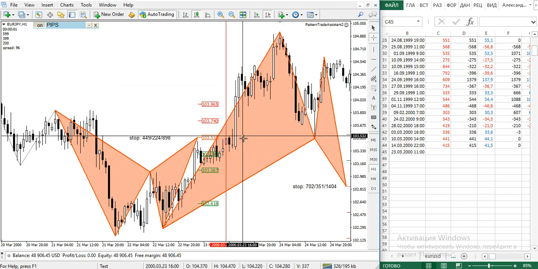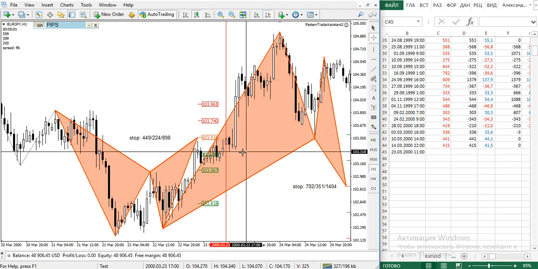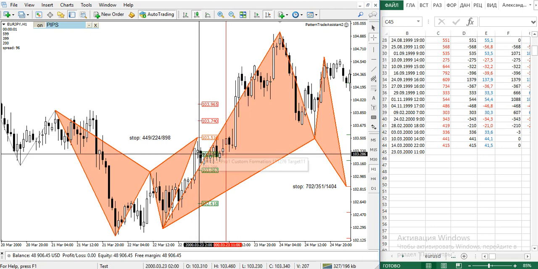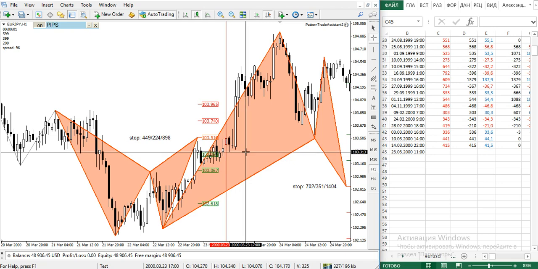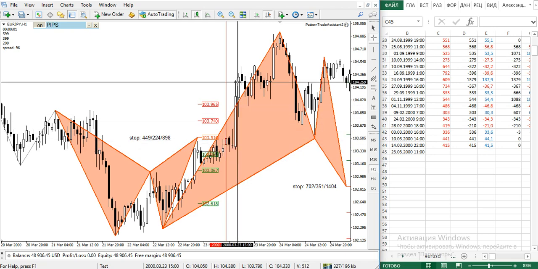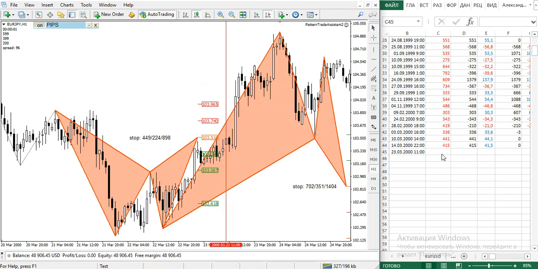Then price initially goes to the downside and we do not hit half. The half is this. And then we reverse to go to the upside. So it is full stop loss. Minus 44.9.